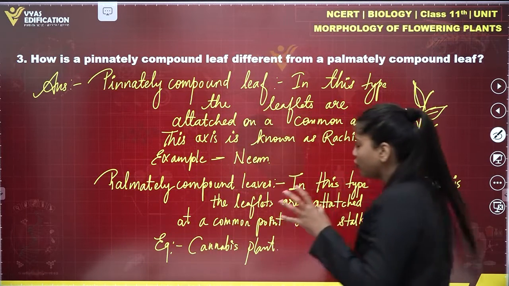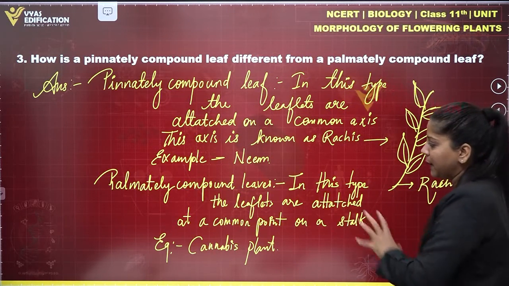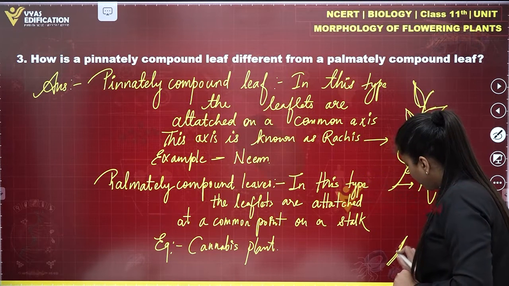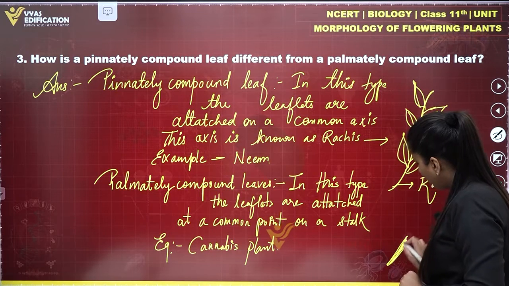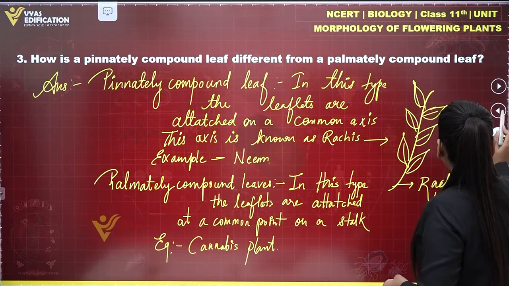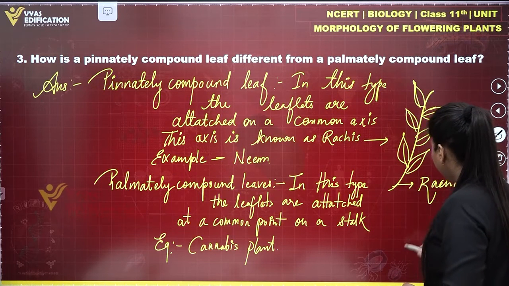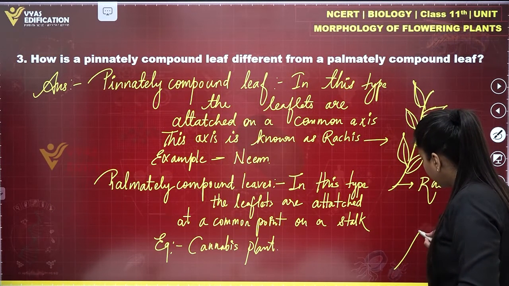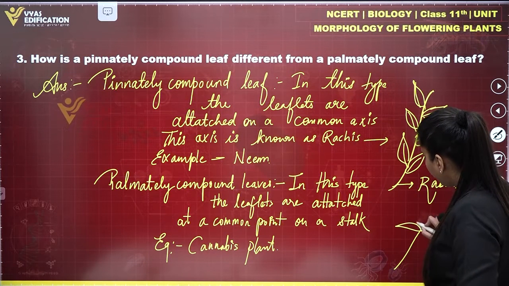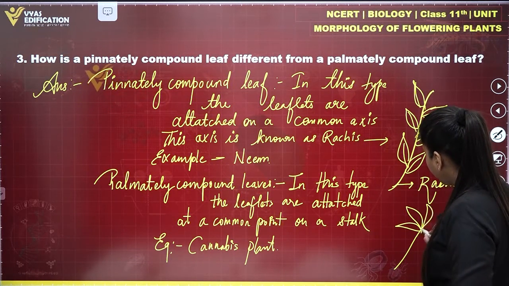If you want to draw the structure of palmately compound leaves, then it would look like this. A common stalk is present over there. On the common stalk, we have a common point. Suppose this is a stalk, this is the common point, and on this point the leaves are attached.